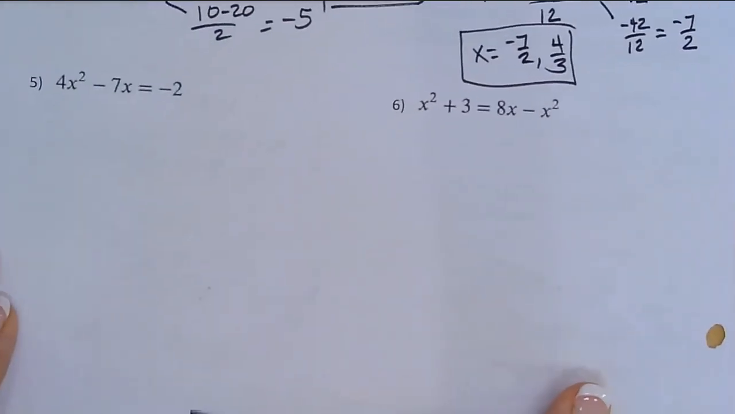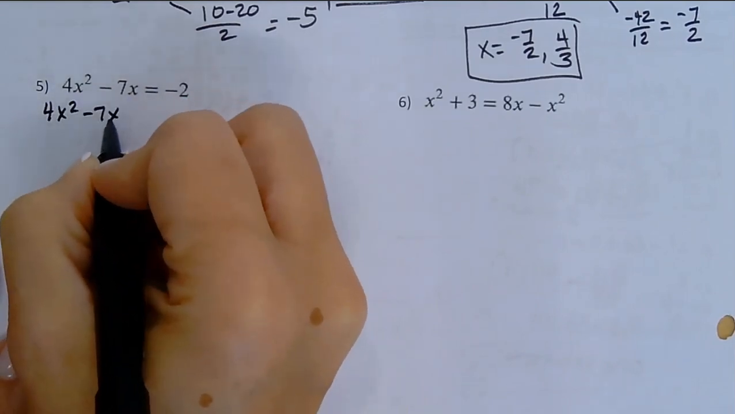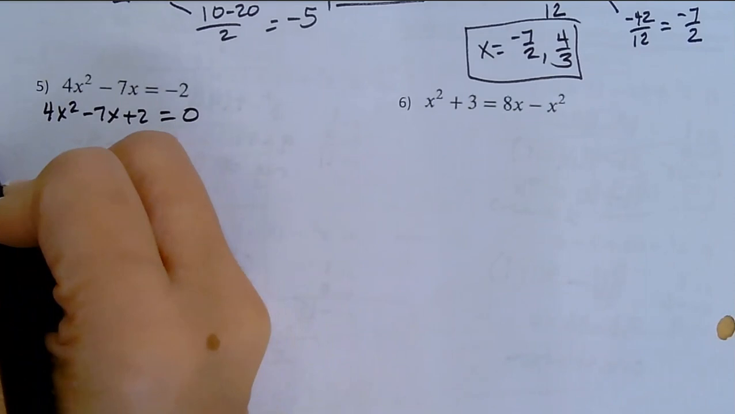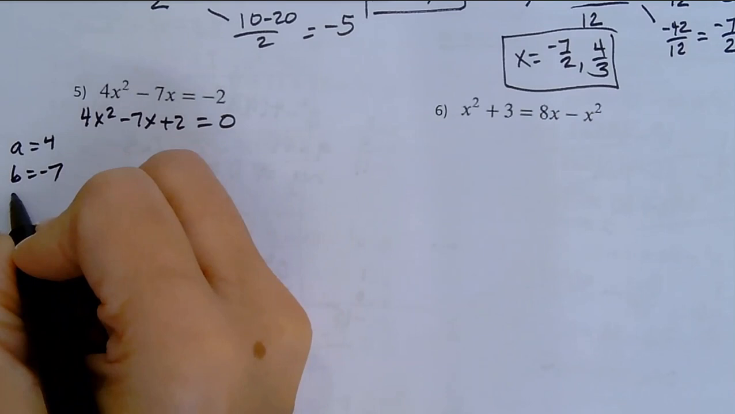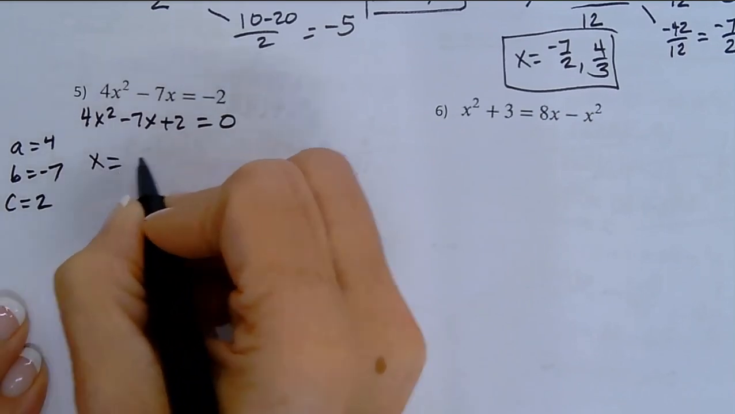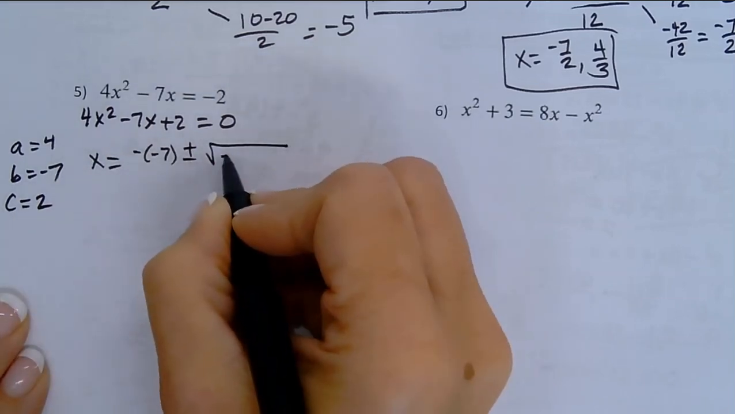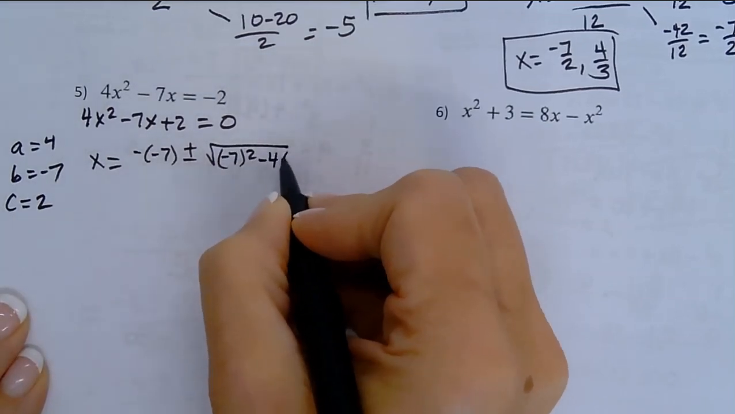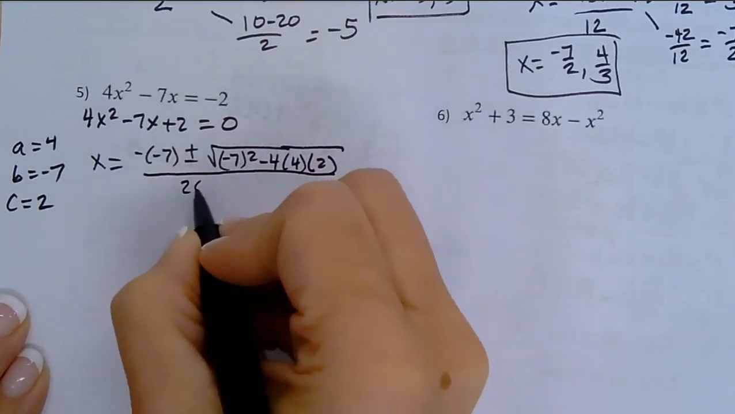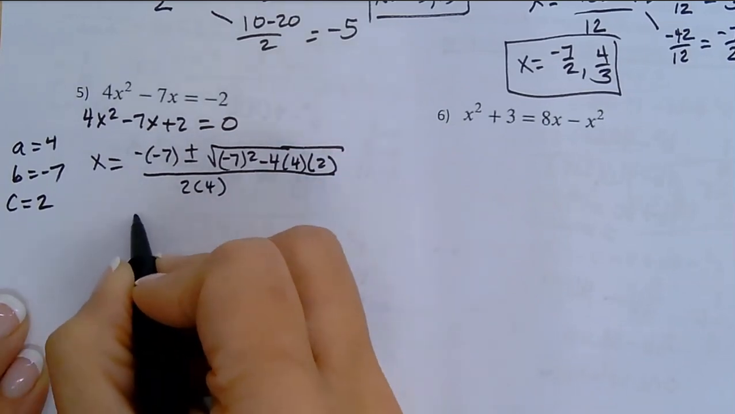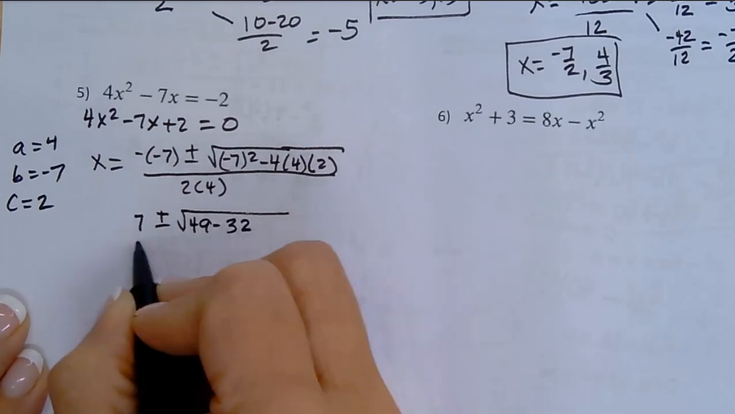Okay. Again, this is not set equal to 0, so I'm going to set it equal to 0. 4x squared minus 7x plus 2 equals 0. So a equals 4. There you can see that. B equals -7. C equals 2. So x equals -b plus or minus the square root of b squared minus 4ac all over 2a.